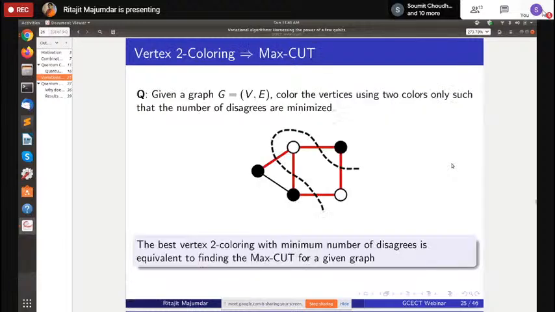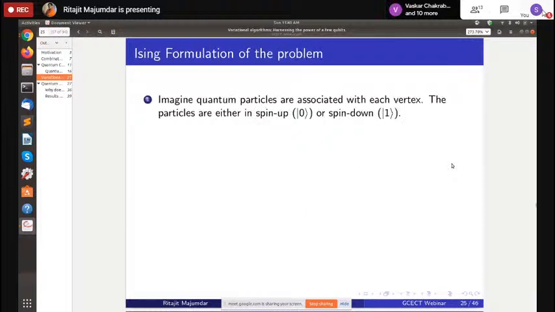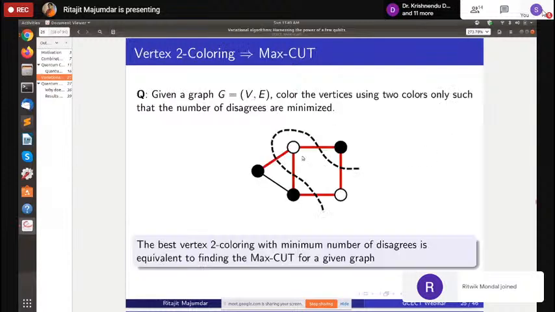Good. Now, this is something called an Ising formulation of a problem. This is a classical problem used on a classical computer. How do we take it to a quantum computer? Obviously, we say that for every vertex, we associate a quantum particle. Forget the spin up, spin down. It is a qubit associated with it. The qubit can be either 0 or 1. In other words, you can think, suppose if it is black, it is 0. If it is white, it is 1, or vice versa, right?